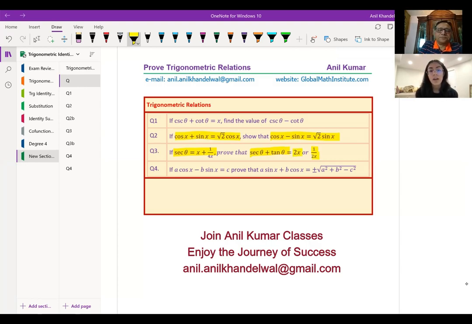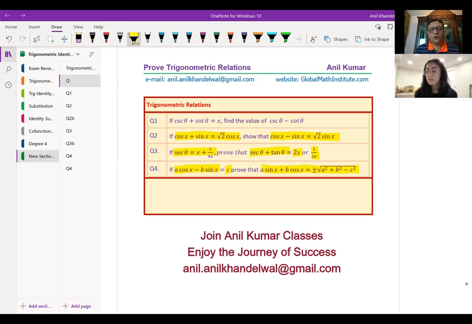And the fourth question. If a cos theta minus b sine theta equals c, prove that a sine theta plus b cos theta equals plus or minus square root of a squared plus b squared minus c squared. Yes. So in these questions, one thing is common. We are given one condition. For example, the first one, cosecant theta plus cotangent theta is x. That is given to us. We need to figure out what is cosecant theta minus cotangent theta. Likewise, in the other questions also, we are given some conditions, and we need to figure out a similar kind of expression. Correct? Okay.